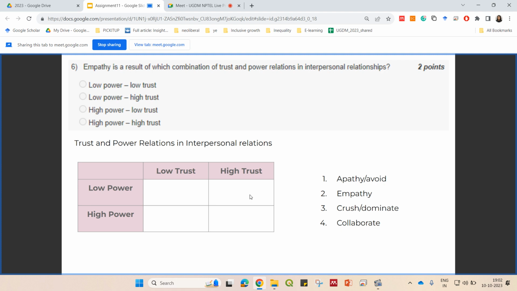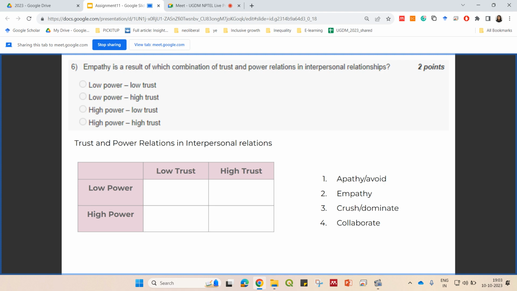Because in order to collaborate with someone, you first need to have power, and then you need to trust the other person. So an interpersonal relationship with high power and high trust is a collaboration kind of relationship. Then where there is high power but the trust is very low, in some kind of interpersonal relationship, the level of power that one person is exercising is very high, but the level of trust is very low.